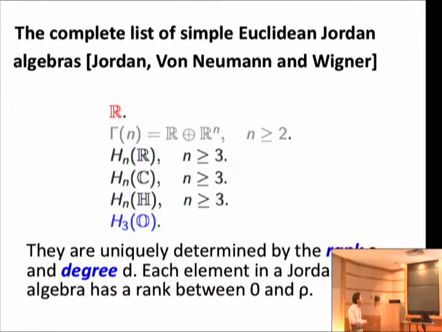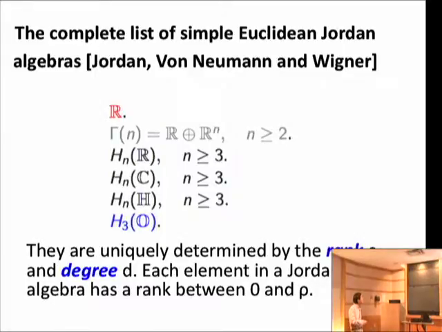Okay. By the way, those are uniquely determined by two things. One is called the rank, another is called the degree. What do I mean by the rank? For this matrix type, the rank is really this n, and this 3. And for this case, by the way, this can be viewed as a special case, n equal to 1. So in this case, the rank is 1. For this case, the rank is always equal to 2.